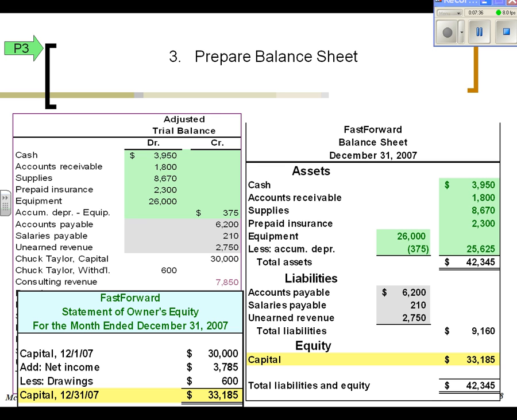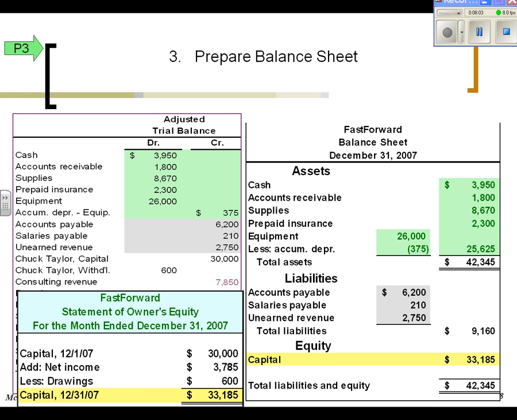Remember to include contra asset accounts under your assets, right? You've got equipment and you've got less accumulated depreciation. Accumulated depreciation is a contra asset account. We're going to list that there. And so we total up all our assets. So even though that contra asset account has a credit balance, you can't include it in your liabilities, right? That accumulated depreciation is an asset. It's a contra asset. So you record it under your assets.